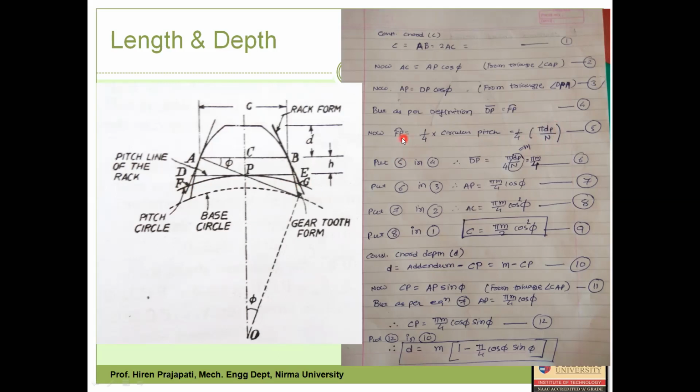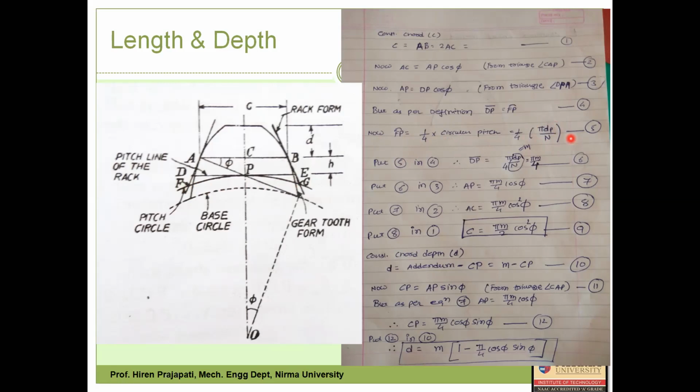But here I want FP. Then I need to again take half of FG, and that's why FP is equal to 1/4 of circular pitch. So that is our equation number 5. Fp is equal to 1/4 of circular pitch.